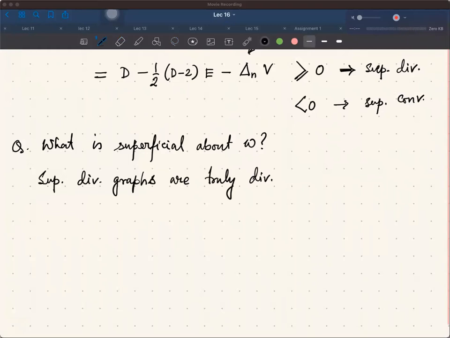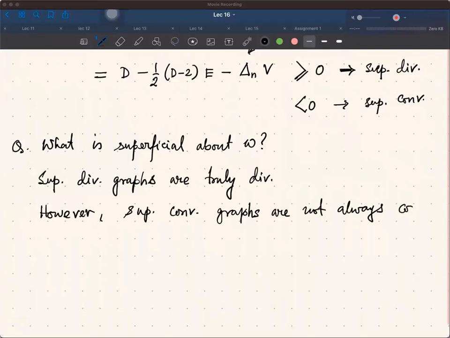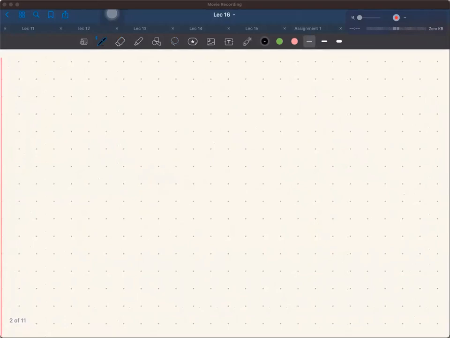However, superficially convergent graphs are not always convergent. And we shall see, this is the point that is clarified in what is called Weinberg's theorem, which is what we are going to study now.